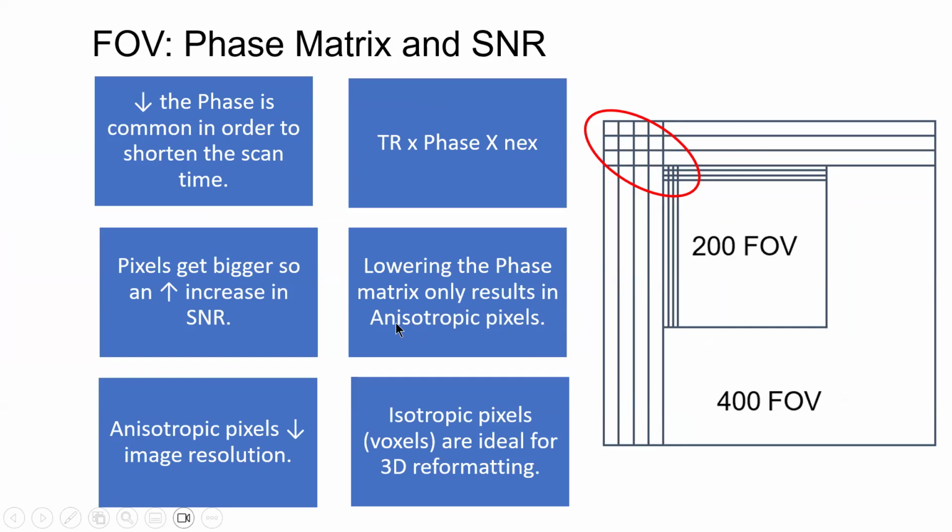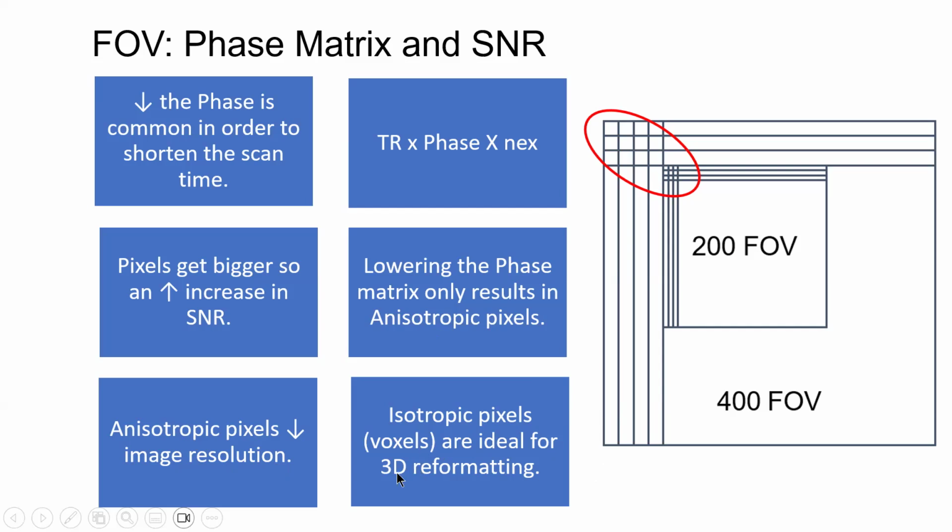What does an mean? An means not. Isotropic means equal. So they're not equal in both directions. Anisotropic pixels decrease image resolution. They're going to increase partial volume. And here's something that they like to ask you. Isotropic pixels or voxels are ideal for what?